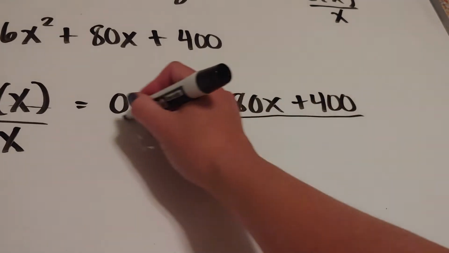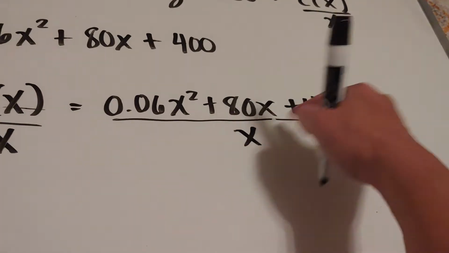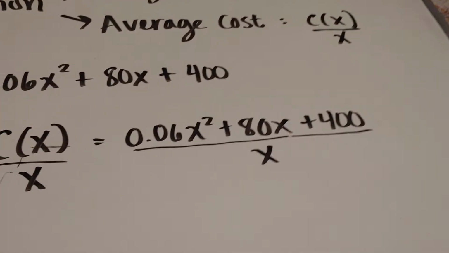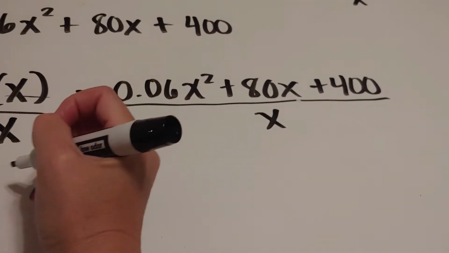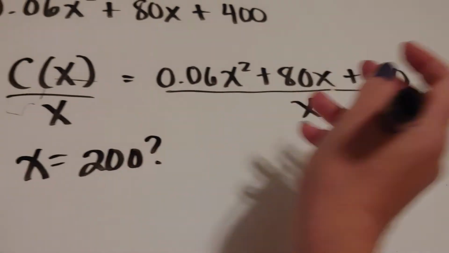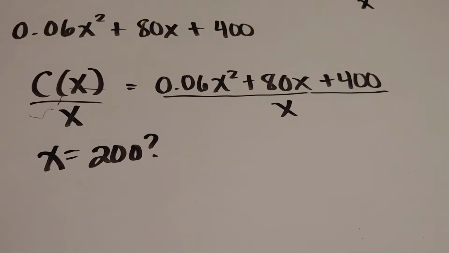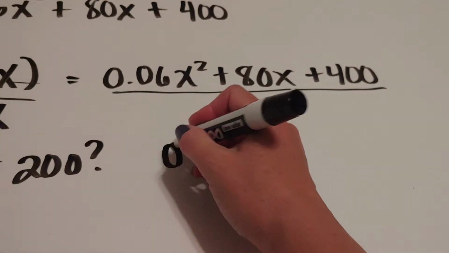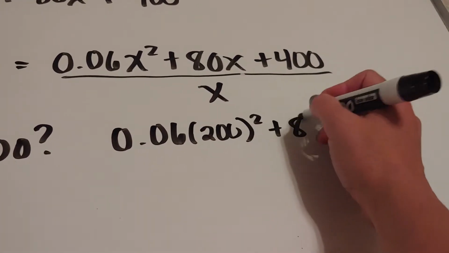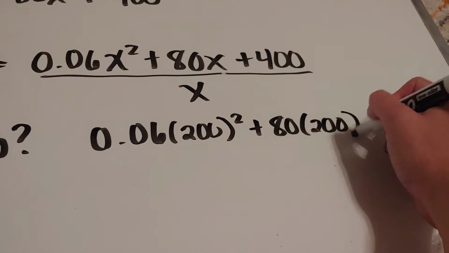Now you can clean it up and actually divide each piece by x, so you could just leave it like that. And then if you wanted to know what was the average cost when you made 200 items. So let's say that I made 200 items and I want to know what's my average cost. To do that, all you would do is plug in 200. You'll notice I have not taken a derivative. It's just number crunching.